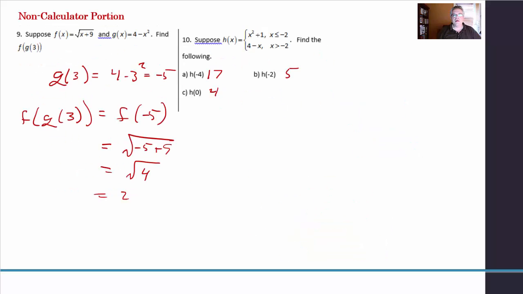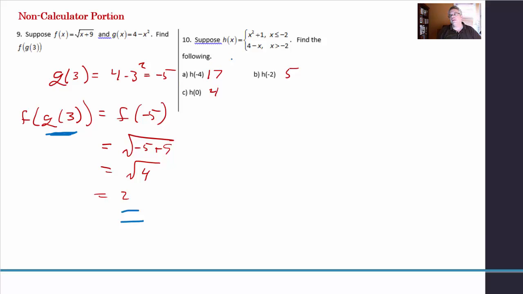All right, the last two in the non-calculator portion. This one is a composition of functions. We're substituting 3 into the function g, and then whatever we get, we substitute that into f. So the first step is put 3 into g, and I got negative 5. So we put negative 5 into f. This quantity right here, g of 3, is negative 5. So there it is. And now when I put that into f, I get this, which is equal to the square root of 4, which is 2.